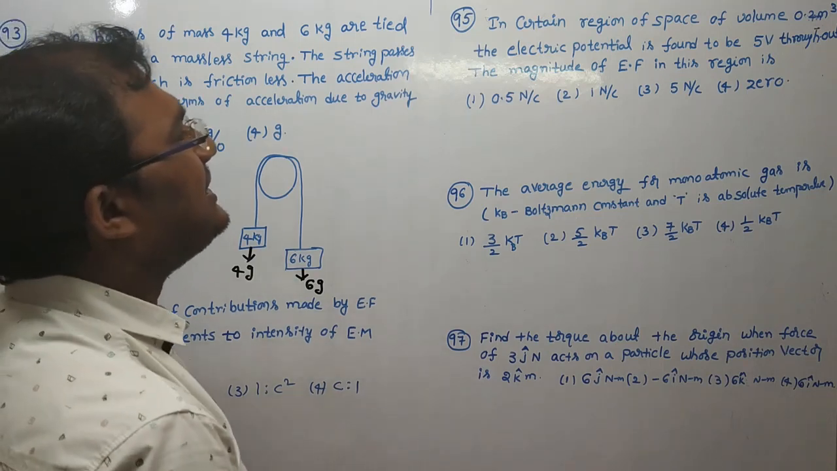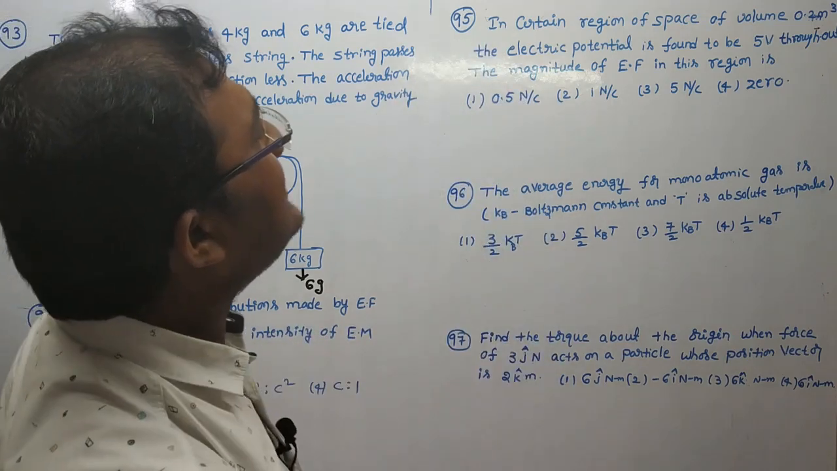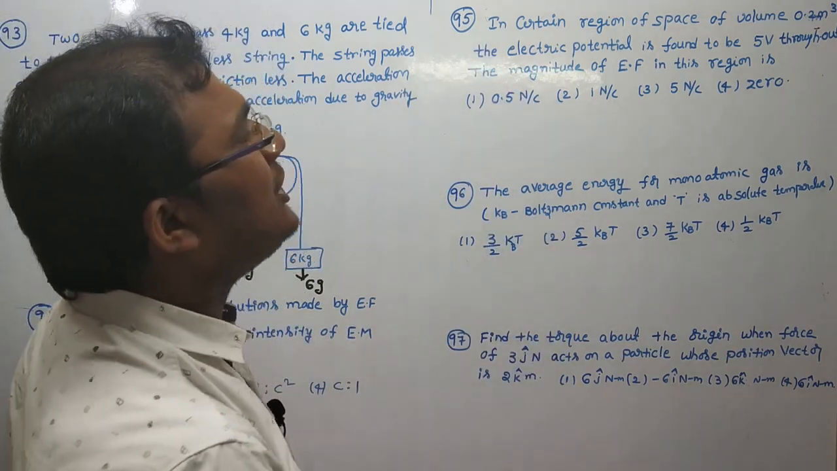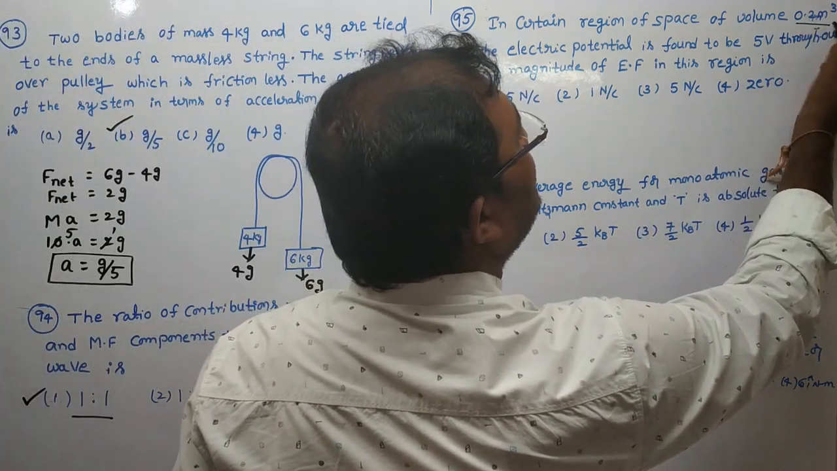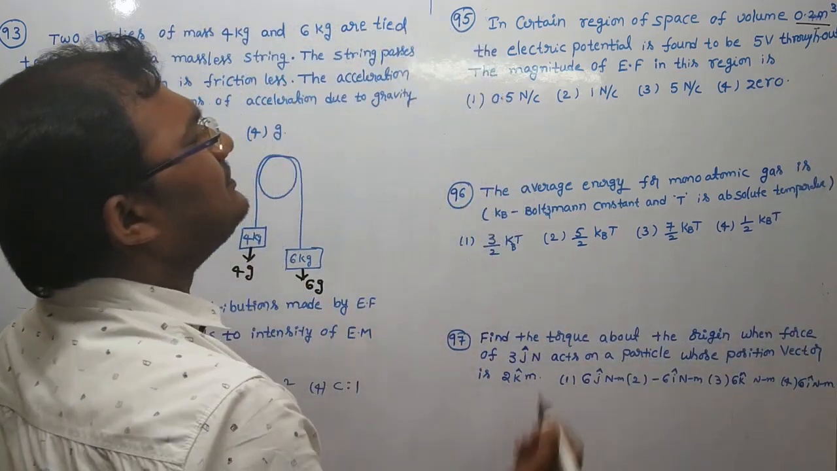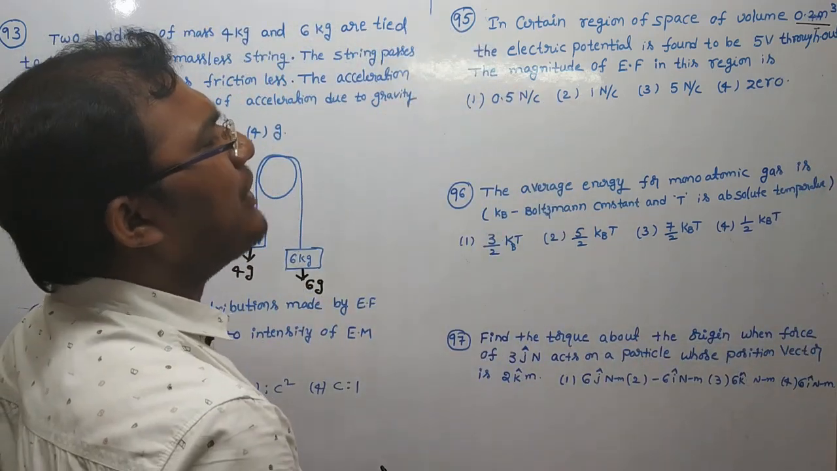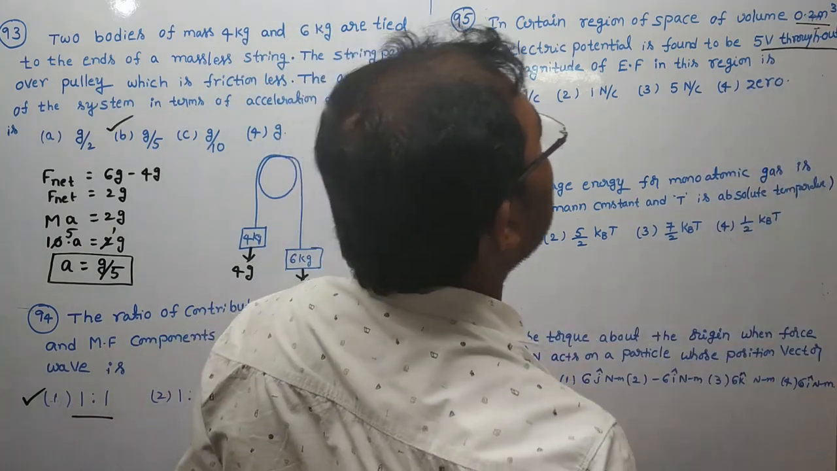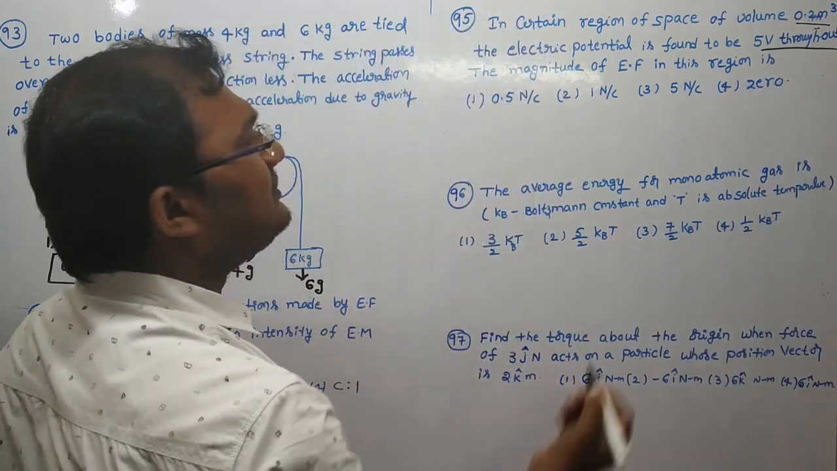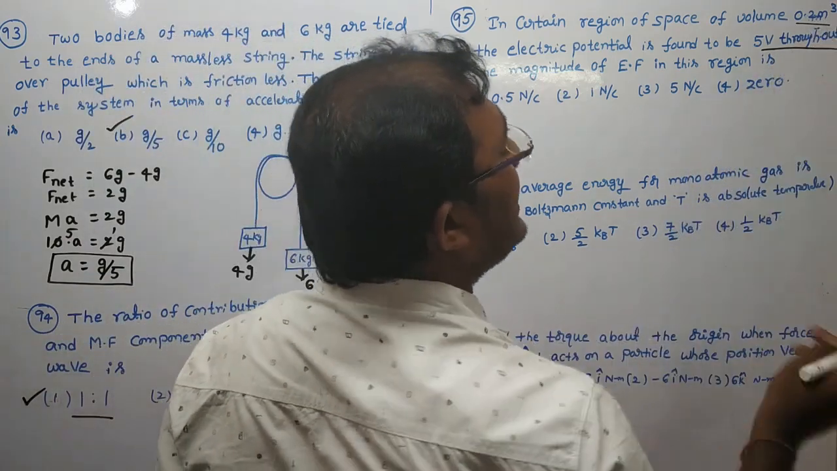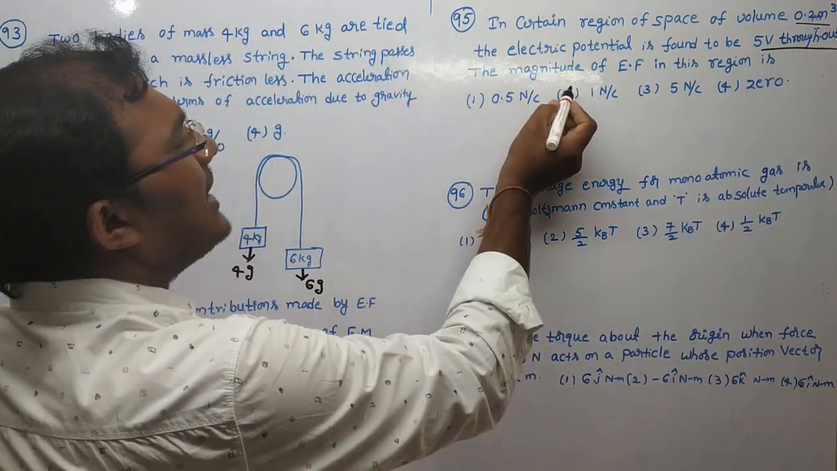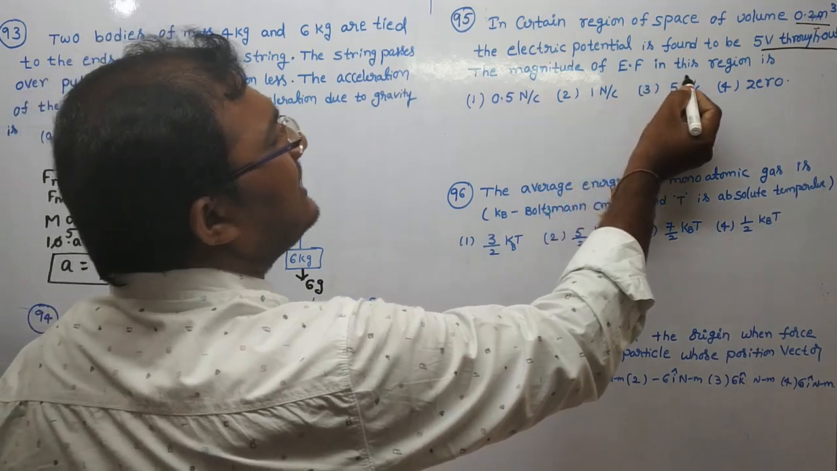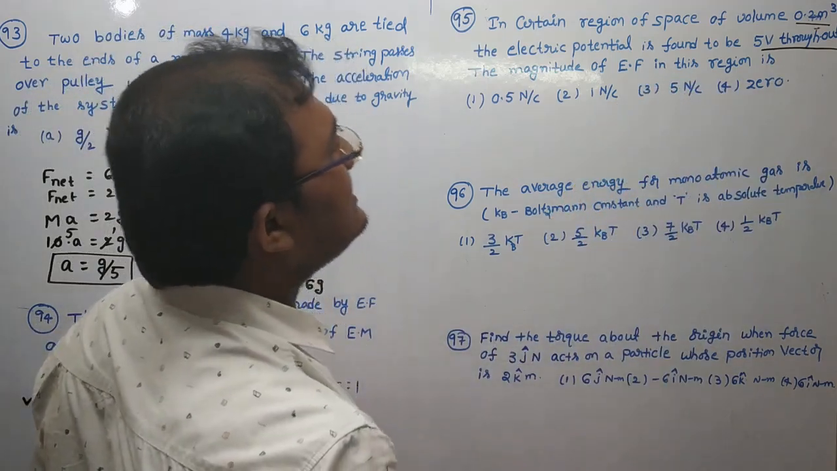The next question is, in a certain region of space of volume 0.2 meter cube, the electric potential is found to be 5 volts throughout. That means the potential of the space 0.2 meter cube is constant. The magnitude of the electric field in this region is.